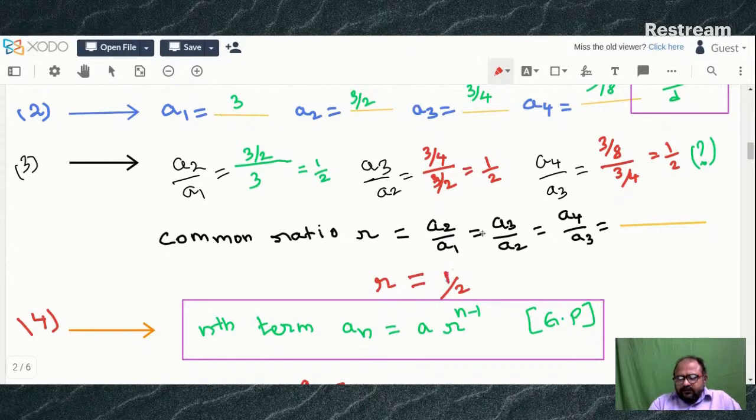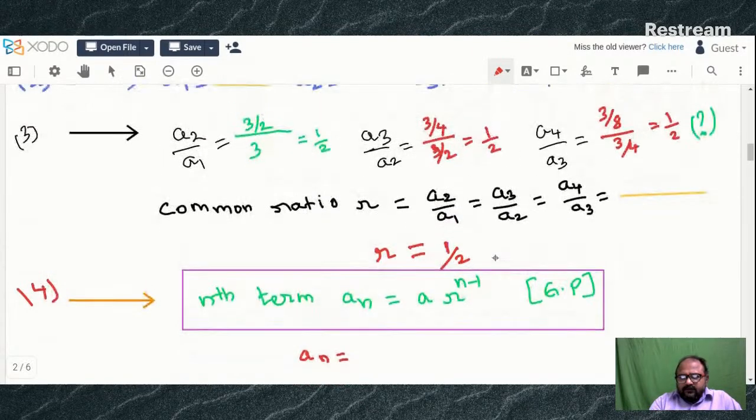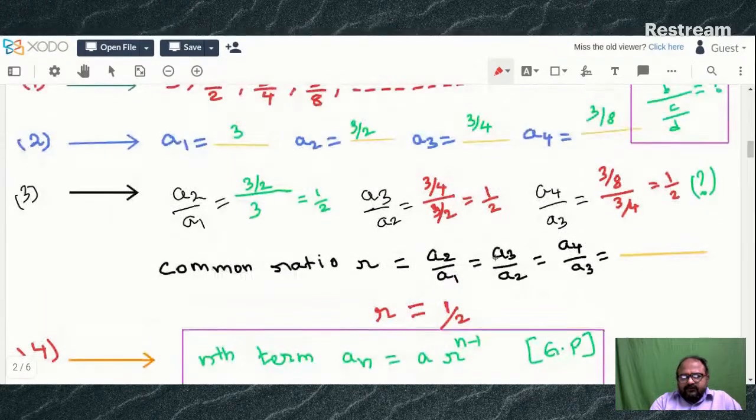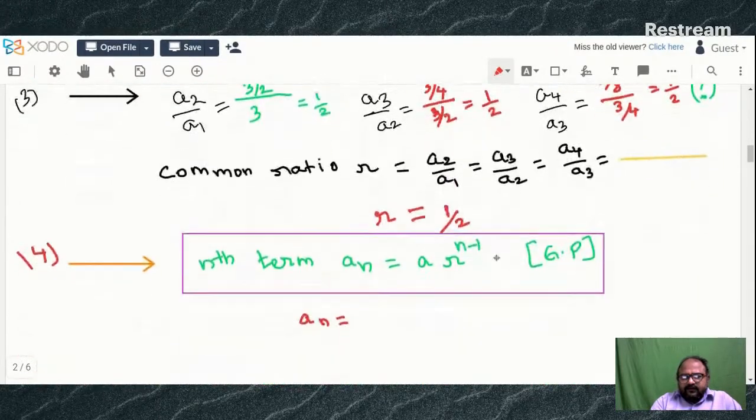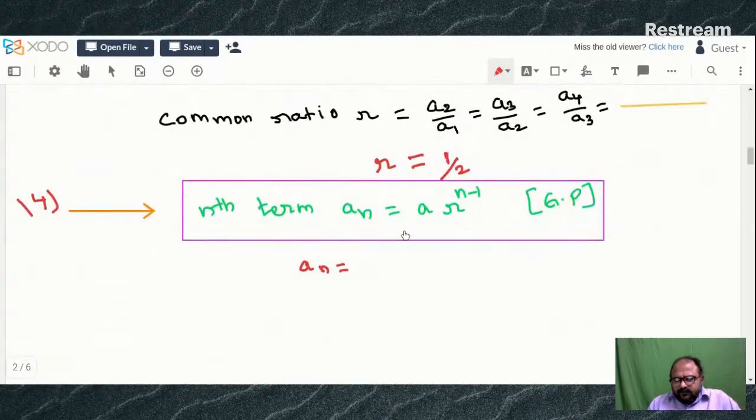R equal to 1 by 2. From this, A1, the first term A is given, it is 3. So 3, and what is R? It is 1 by 2, raised to n minus 1. So this is the nth term. This is how you can find the nth term of a given geometric progression.